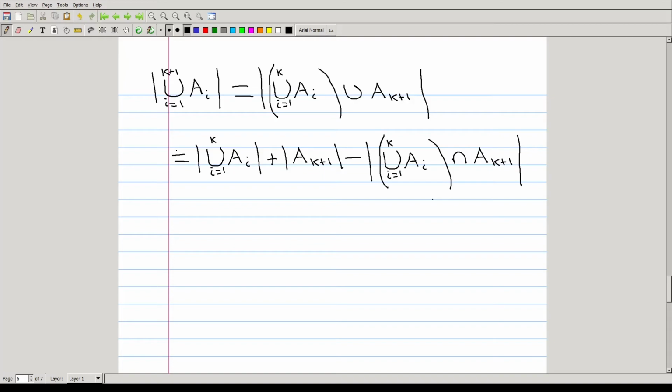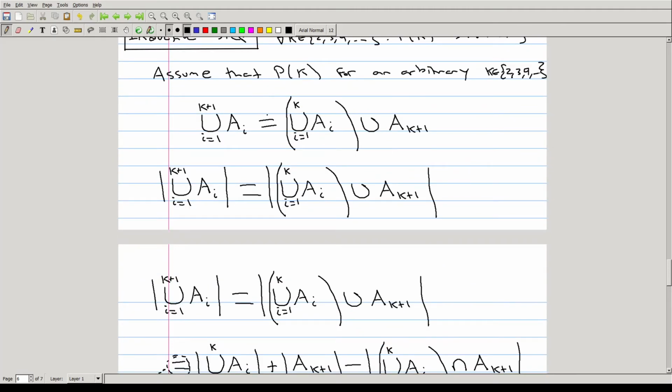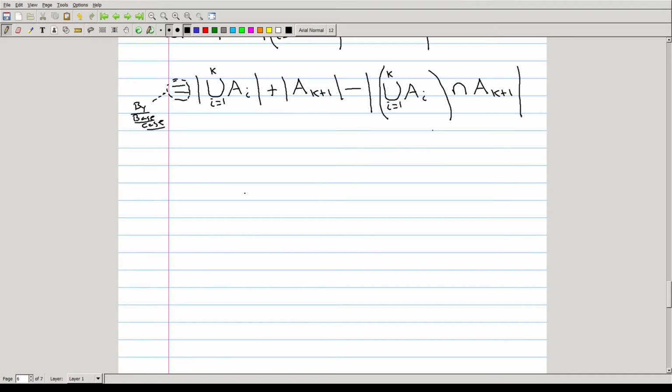And this is by the base case. You could say writing these two sets as this union is just by associativity of the union of sets. Right, I can order the unions in any way that I want. But what's neat here is the following. So we have two big things that we can do here.